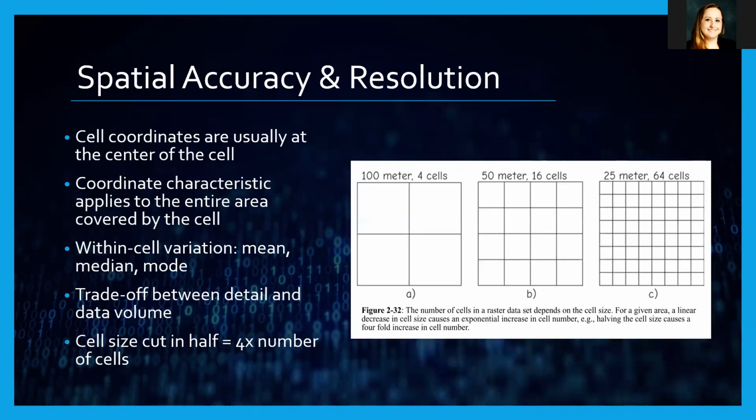The cell coordinate is usually the center of the cell or centroid. That cell value is applied to the entire area that cell covers. If the entire area is uniform within that cell, then that cell is given that value. However, if it is not uniform, which is much more common, we have what is called within cell variation. If the values vary within the cell, the value is represented as the average, median, mode, minimum, or maximum value.